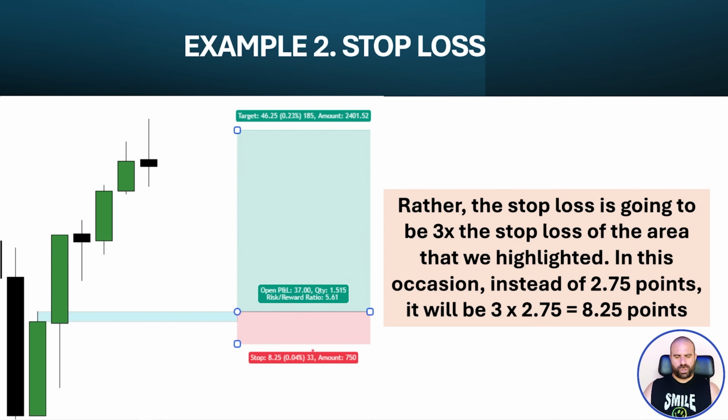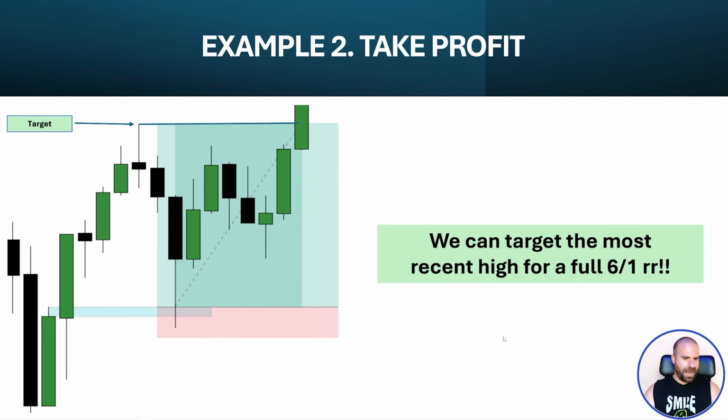Okay. So now this area is gonna be times 3. Multiply this thing by 3 and you get 8.25 points, okay, which is 33 ticks, as we see right here, times 4. Okay, so this is the stop loss. This is a mechanical strategy. Very nice. Now you can go ahead and target, as we said, this high right here, which is the most recent point of liquidity on this occasion. This would give you a full 6-to-1 reward to risk.